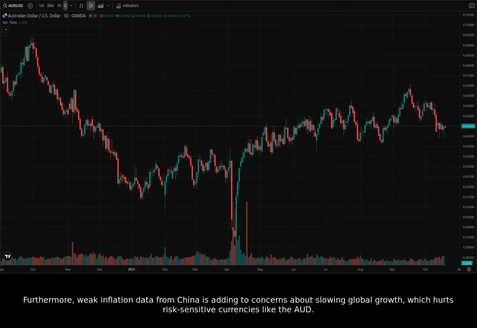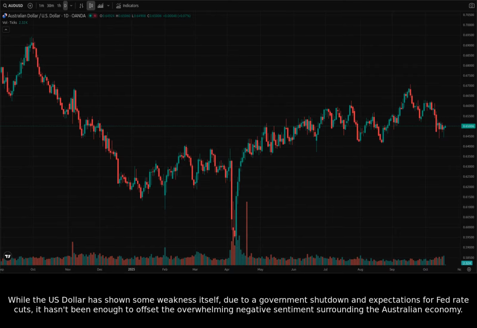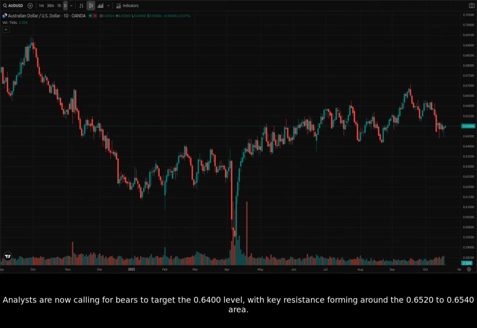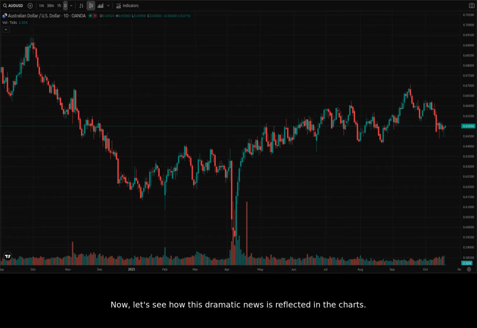Furthermore, weak inflation data from China is adding to concerns about slowing global growth, which hurts risk-sensitive currencies like the AUD. While the US dollar has shown some weakness itself due to a government shutdown and expectations for Fed rate cuts, it hasn't been enough to offset the overwhelming negative sentiment surrounding the Australian economy. Analysts are now calling for bears to target the 0.6400 level, with key resistance forming around the 0.6520 to 0.6540 area. Now, let's see how this dramatic news is reflected in the charts.